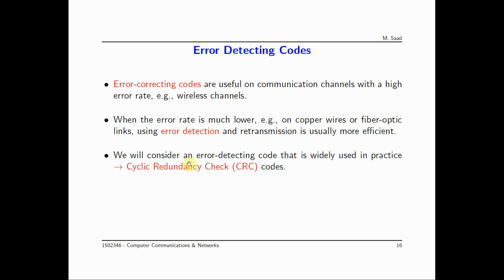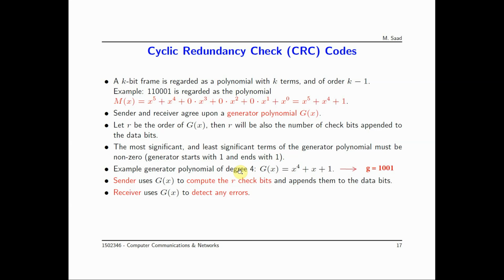it makes sense to talk about a famous example, which is actually part of the Ethernet standard. Ethernet, which is a standard for building local area networks, uses cyclic redundancy check codes, CRC. So how does CRC work? The main idea is as follows. The main idea of CRC is that any data frame, any bit sequence, a k-bit frame or a k-bit sequence, can be regarded as a polynomial.